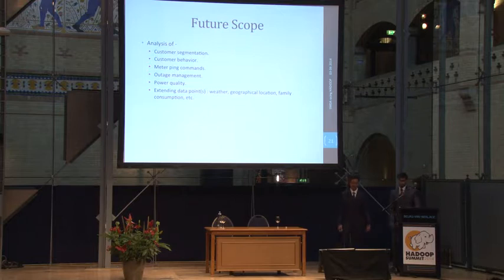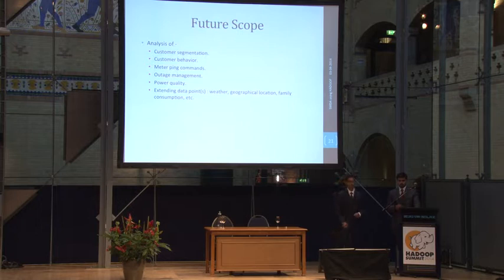Next, extending the data points. We have taken only the smart meter data. This data can be correlated with weather data also, to analyze patterns: how does a drop in temperature or a rise in temperature affect the consumption patterns of the customers. Next is geographical location. As we have data from Ireland, where it's very cold, in winters they use more energy for heating. Whereas in India, more consumption is done in summers because it is hot and more ACs will be running.